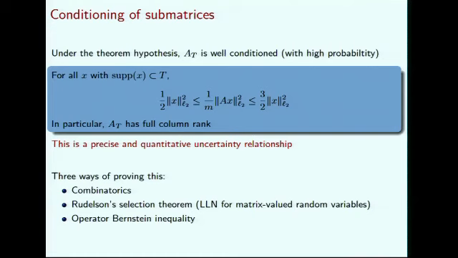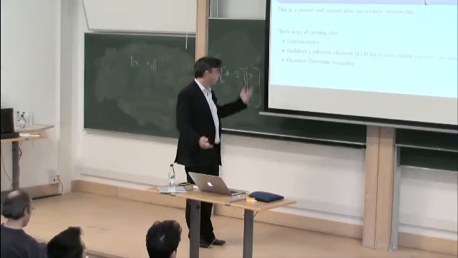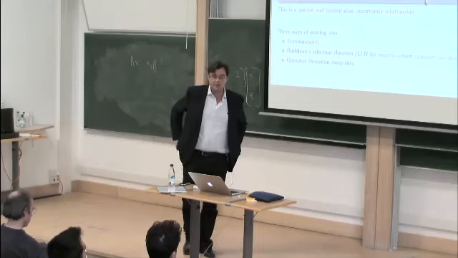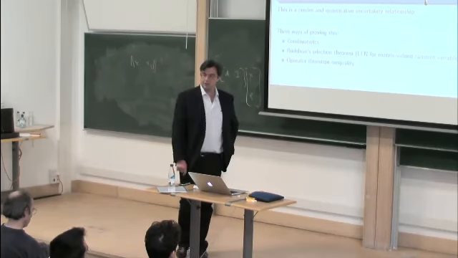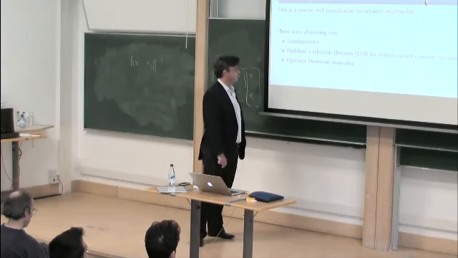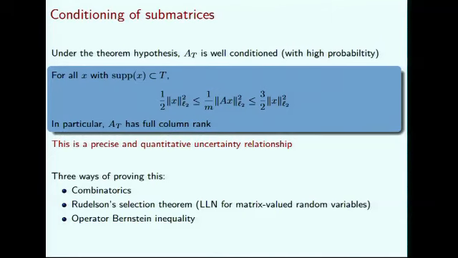So there are three ways of proving that a partial DFT matrix is well conditioned. At least I know of three ways, maybe there are others. One way is through methods of free probability and combinatorial ideas, which I will discuss very, very briefly. Another is via a beautiful theorem due to Mark Rudelson that I call the Rudelson selection theorem, which is really a way of getting a law of large numbers for matrix valued random variables. And the third way, which is by far the most elegant, is by something called the operator Bernstein inequality, which I will spend most of the lecture discussing.